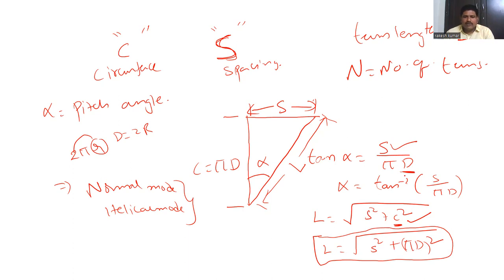So the pitch angle alpha is defined as the angle between a line tangential to the helix wire and the plane normal to the axis of helix. Okay, so in the coming videos, we will discuss what is meant by the normal mode, when the antenna is said to be operating in the normal mode, and when it is said to be operating in the axial mode. Just I will give a simple description regarding the normal mode and axial mode now. In the next videos we will discuss briefly.